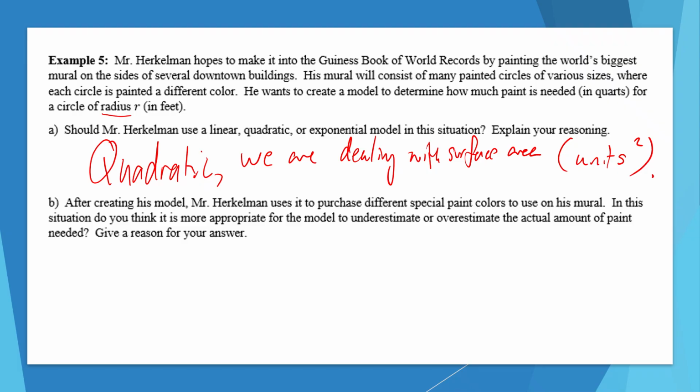After creating his model, I use it to purchase different special paint colors to use. In this situation, would it be more appropriate for me to over or underestimate the actual amount of paint I need? Give a reason for your answer. Here, it almost has nothing to do with math. It's more just very general common sense. So here, I would say it's better to overestimate.